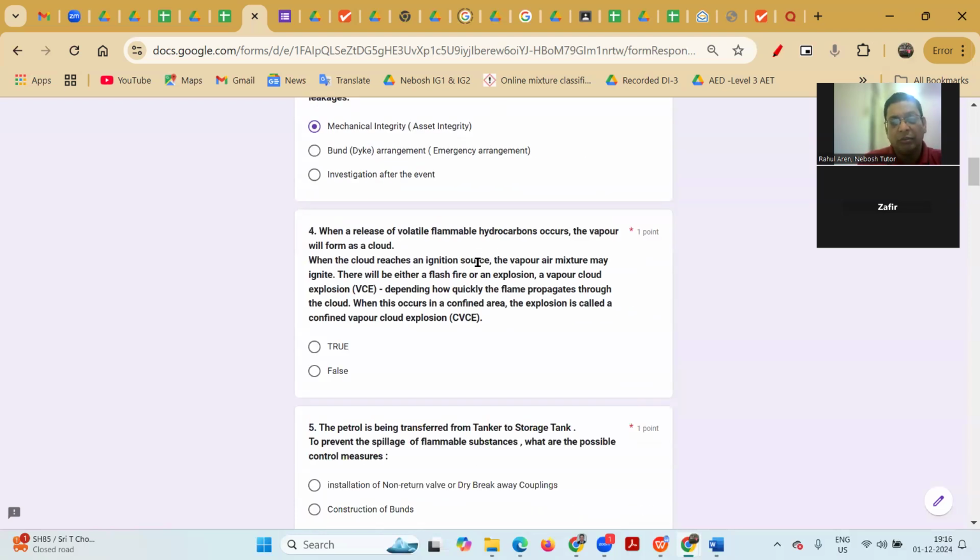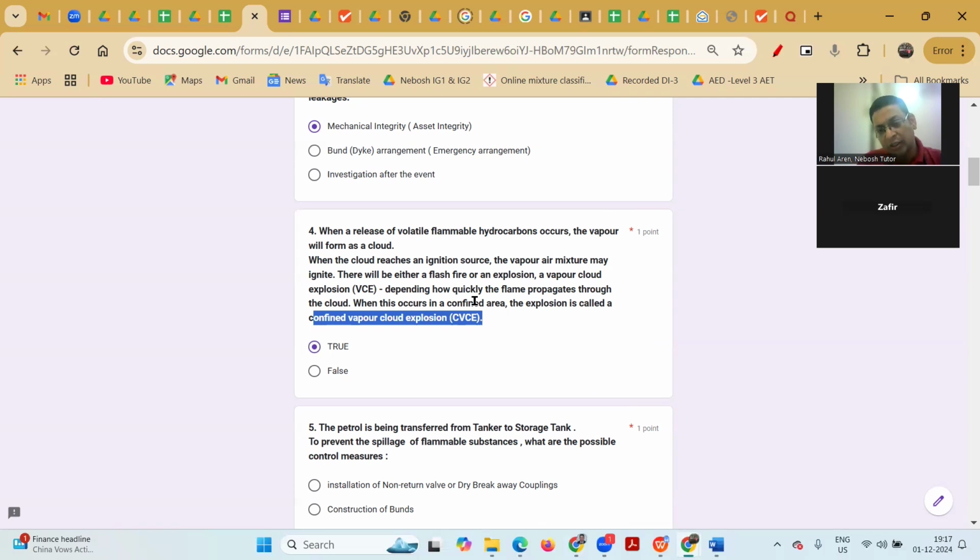When a release of volatile flammable hydrocarbon occurs, the vapor will form a cloud. When the cloud reaches an ignition source, the vapor-air mixture may ignite. Then there will be either a flash fire or an explosion, a vapor cloud explosion, depending on how quickly the flame propagates through the cloud. When this occurs in a confined area, the explosion is called a confined vapor cloud explosion. So the answer is yes, this is the true answer. It is not a definition; a vapor cloud explosion may be unconfined or confined.